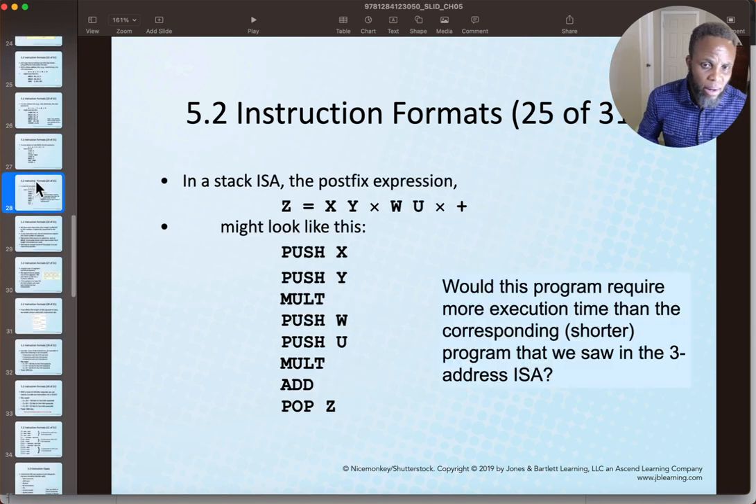Okay, so let's see, what's this? I think this is an additional example of using one operand, using the stack architecture, where you're trying to execute this particular formula, X times Y. Again, we're doing X times Y using the postfix expression. And then you do W times U, and then you add these two together. A little bit confusing, but that's what it is all about. Okay.